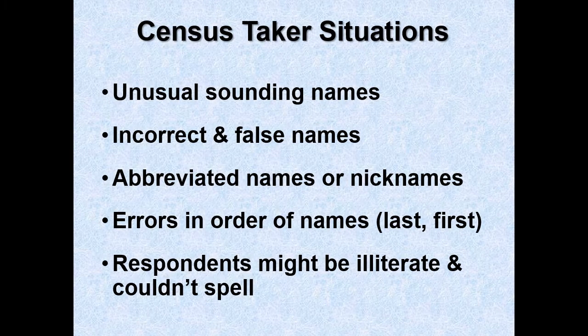Then there are census taker situations that will influence what is put down on the sheet. Unusual sounding names, even false names are being given. Abbreviated names or nicknames. As I mentioned, the errors in order of names, and respondents might be illiterate and couldn't spell at all, couldn't understand some of the questions that were asked.